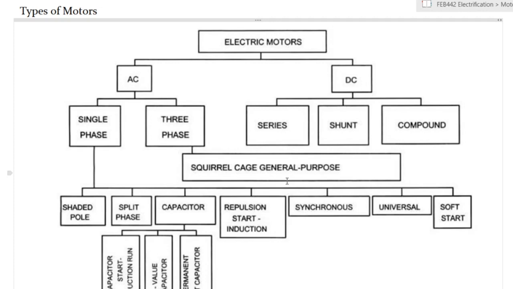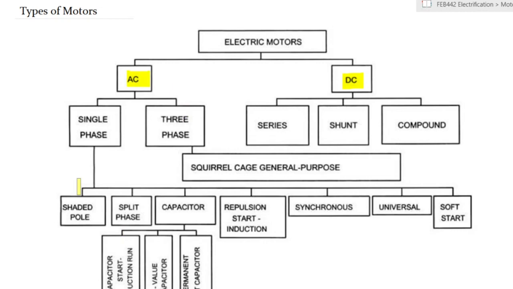So the types of motors are what I'm showing on the screen. Electrical motors are basically divided into two: AC or DC motors. DC motors, I believe you already covered in a previous unit. That was the introduction to electrical motors and electromagnetic principles of motors. In this unit, we will mainly be covering AC motors.